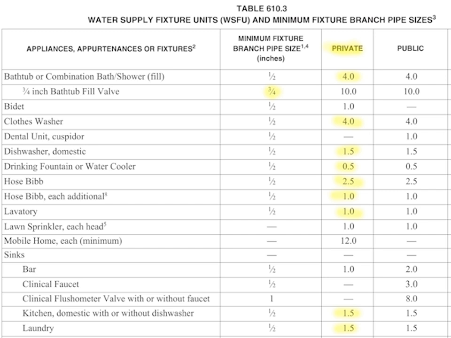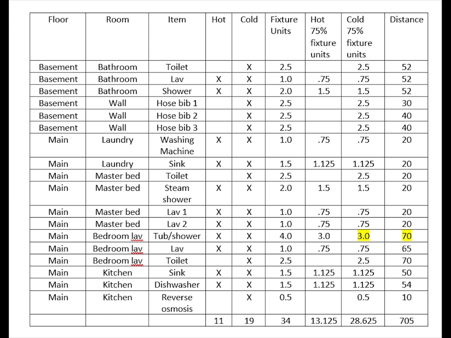We begin by identifying the water supply fixture units, just like drain, waste, and vents. I created this table listing the floor, fixture units, and distance from the fixture from the pressure tank. Because this is a domestic, not industrial installation, we can use a reduction method known as the 75% method.